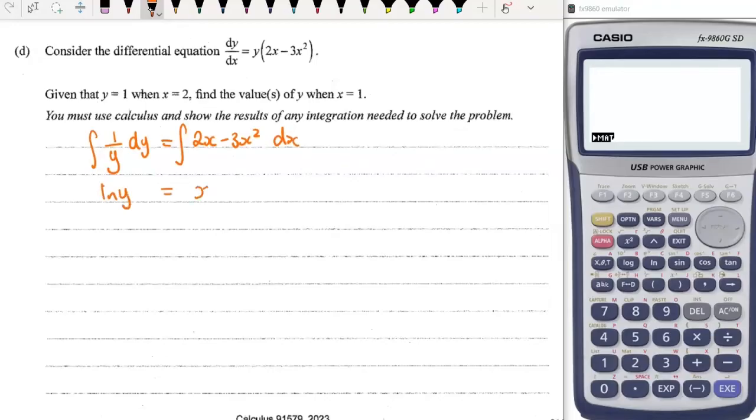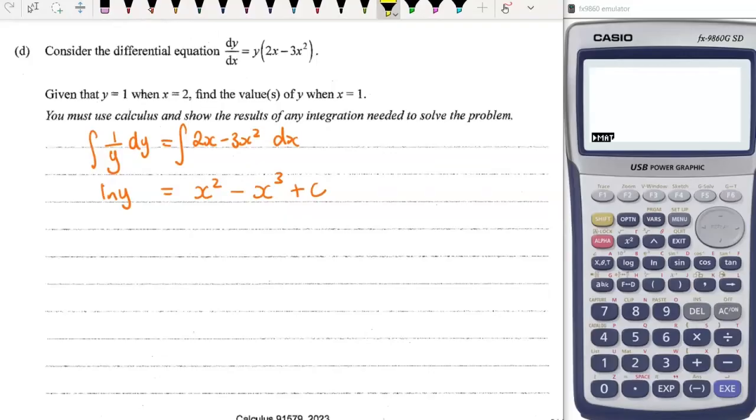2x is x squared, then we have the divided by 2, so that cancels out. Similarly with the 3x squared, if we put this to the power of 3 and then we divide it by the 3, those are going to cancel too. So we've just got an x cubed plus c.